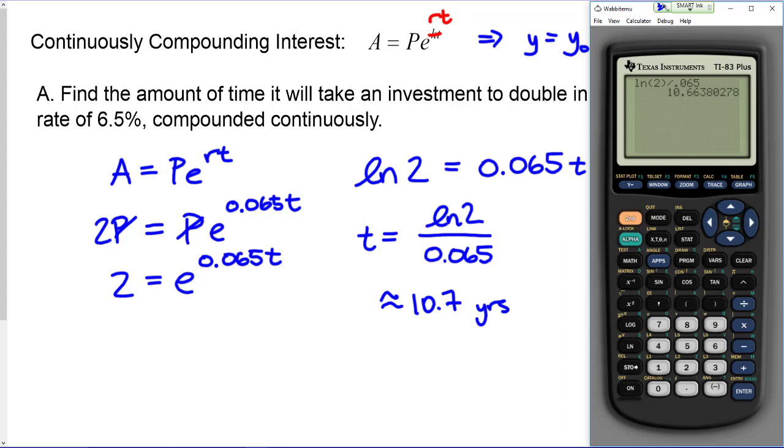There's no need to try and change that into months and days. In these examples, just leave it as the decimal. 10.7 is fine.